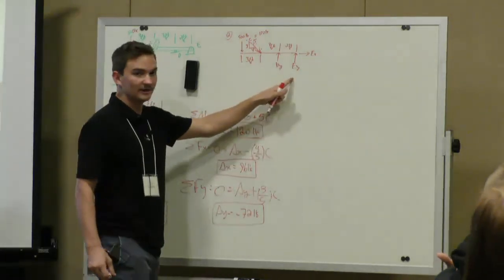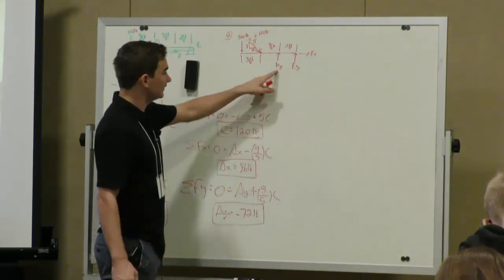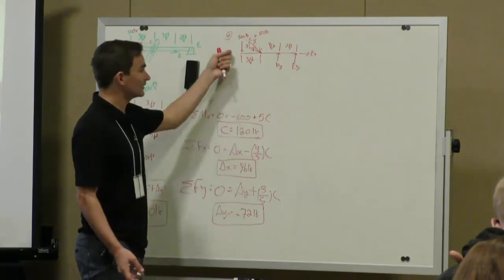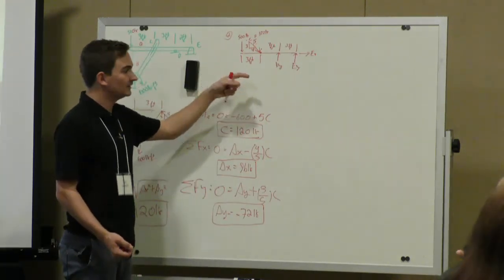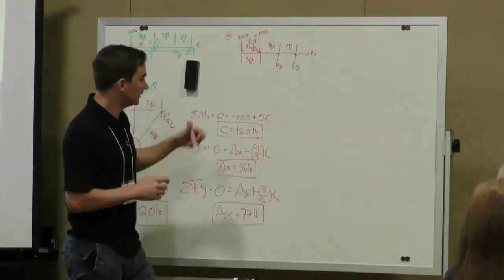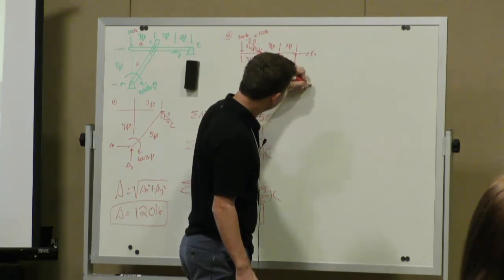So we could take a moment at E. That gets rid of EY and EX since they pass through it. And all that's unknown would be DY. We could also sum the forces in the x right away. Since there's only one unknown in the x direction, we could solve for that as well. But since someone suggested the moment about E, we'll do that.